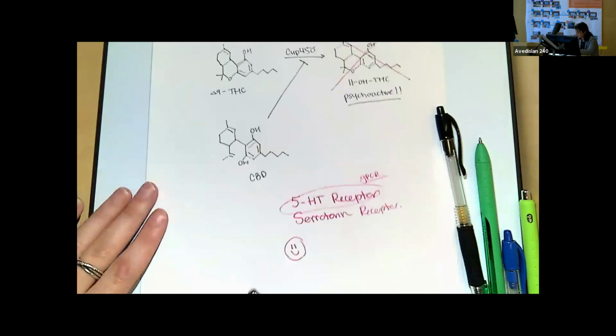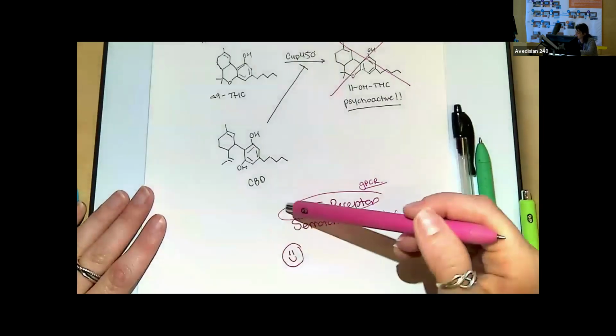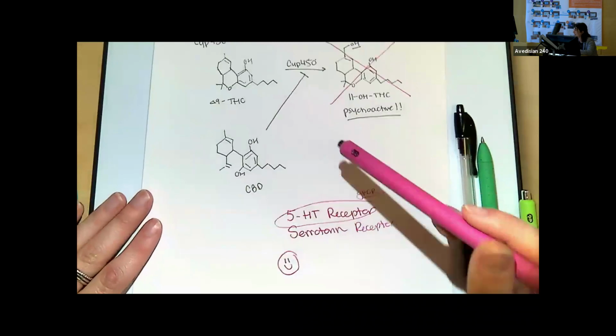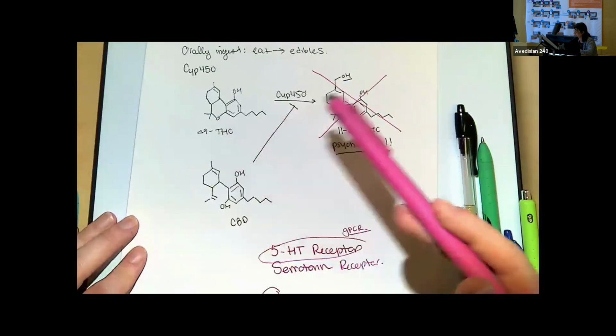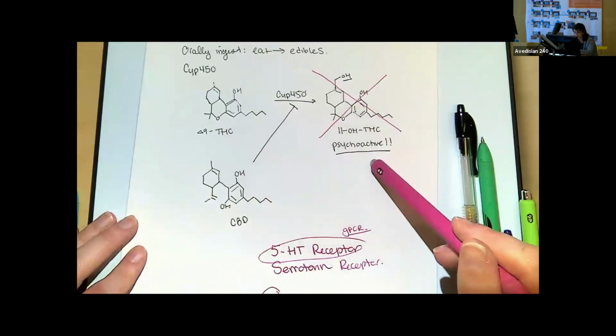So conclusively here, combining CBD with THC can really prevent some of the adverse effects seen by too much THC or too much 11-hydroxy THC.